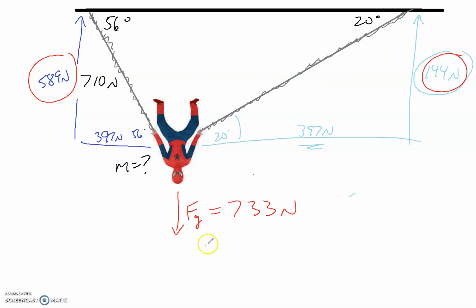And then all I have to do to find his mass is Fg divided by g, just undo it, and he will have a mass of about 75 kilograms, and that's it. So once again, if you've got a force at an angle, break apart the force. The x's have to be equal to each other, and the verticals have to add up to whatever the mass's weight is.